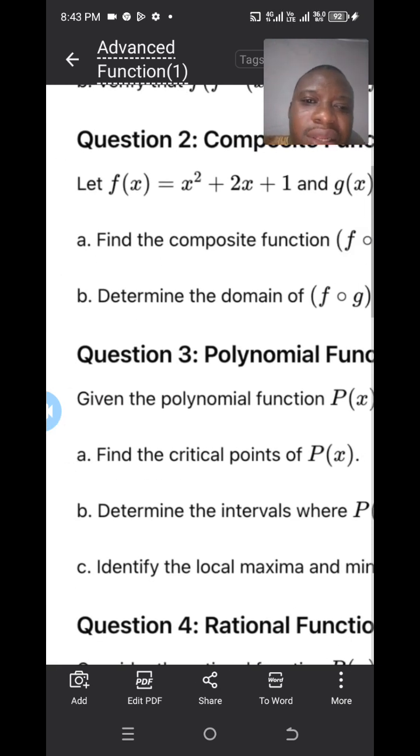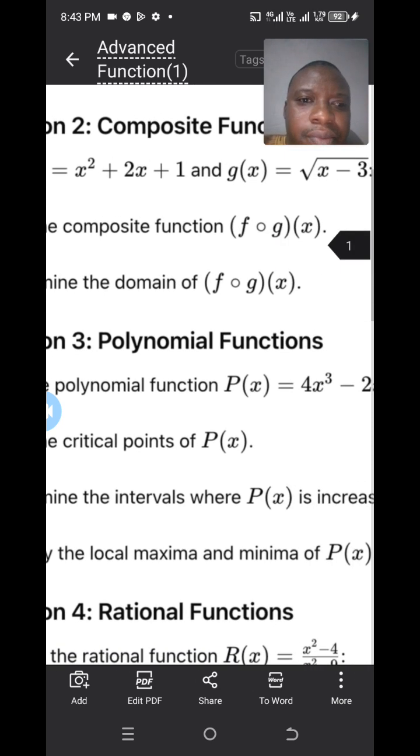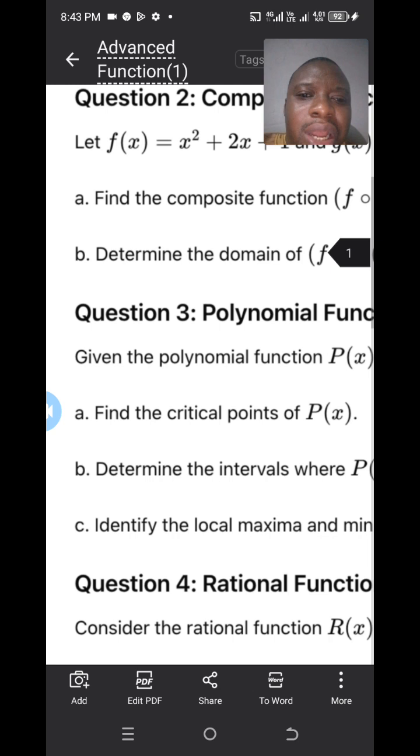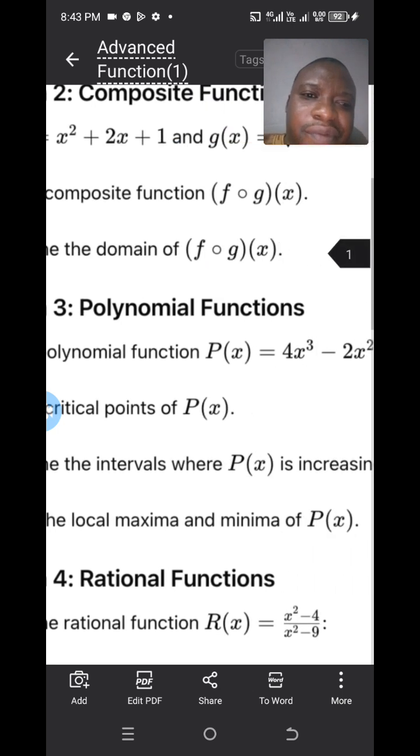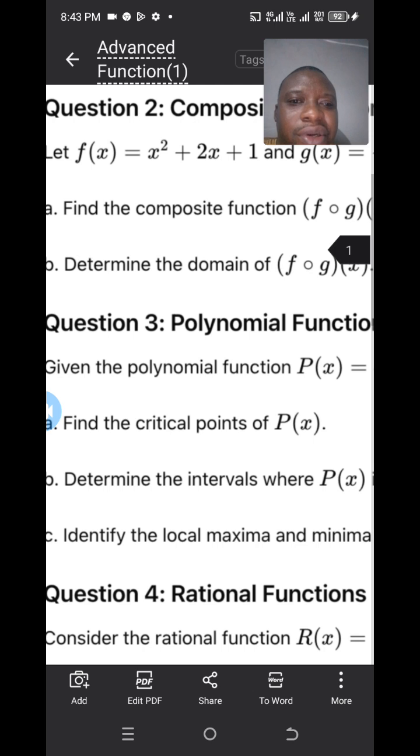Let f of x equals x squared plus 2x plus 1, and another function, g of x equals the square root of x minus 3. So we are asked to find the composite function f of g. When we say f of g, we want to bring two functions together to become one. So let us write the functions separately again. f of x is x squared plus 2x plus 1.